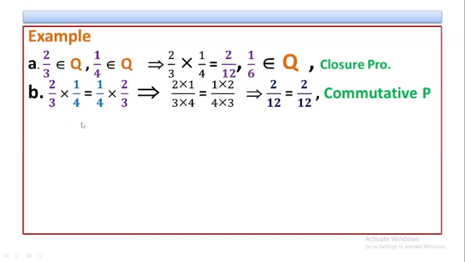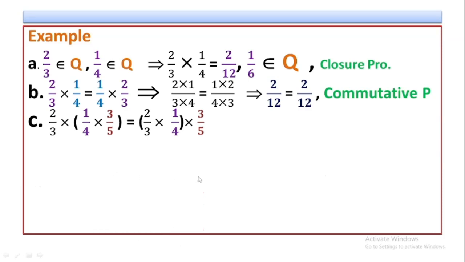The second one is 2 over 3 times 1 over 4. Just by observing, this property is said to be the commutative property of multiplication. Always, when we multiply both ways, we get 2 over 12, and in lowest terms, what will it be? 1 over 6. This is the commutative property.